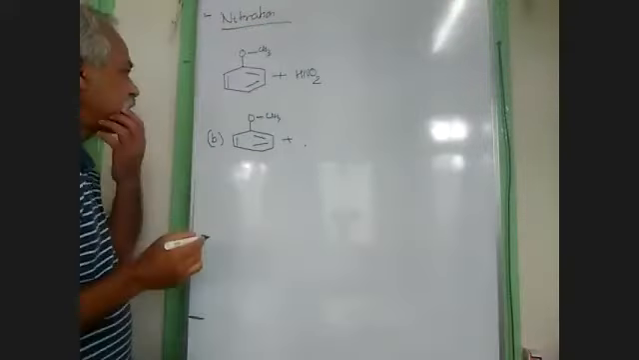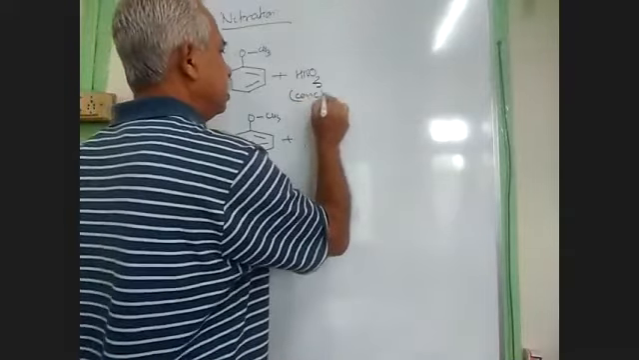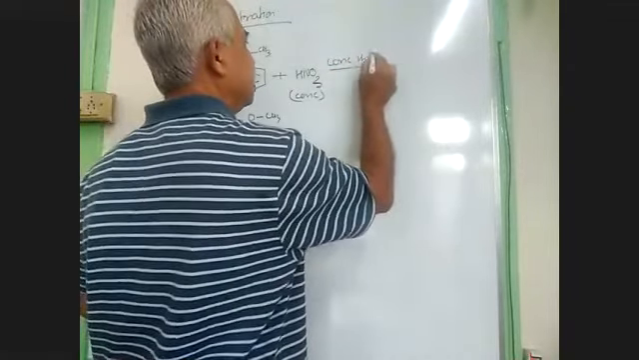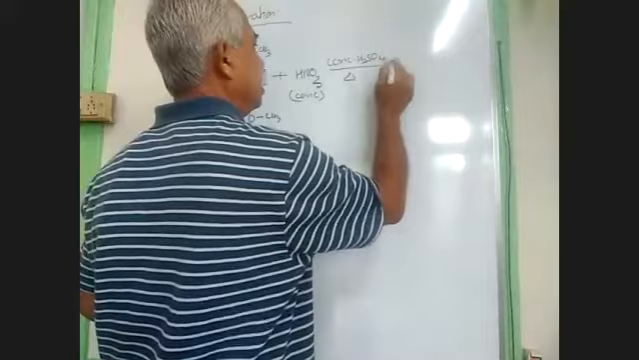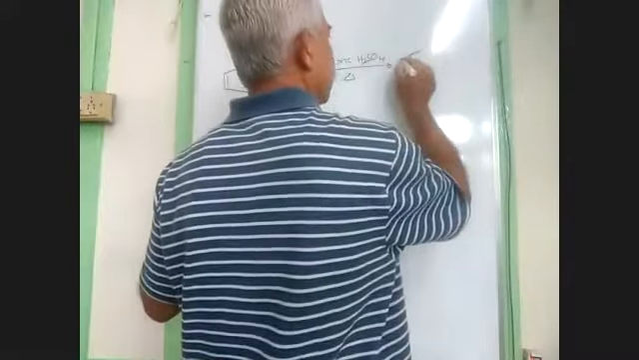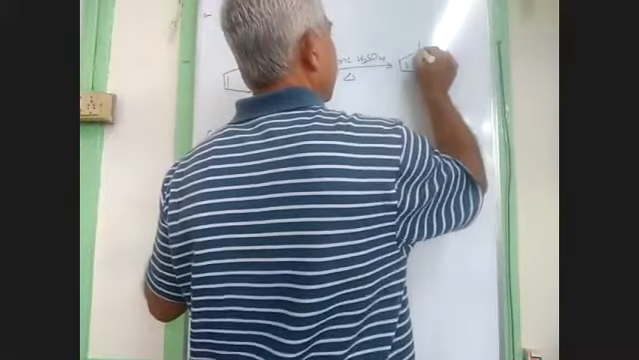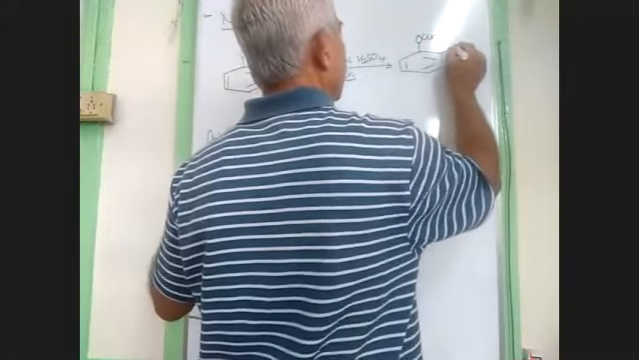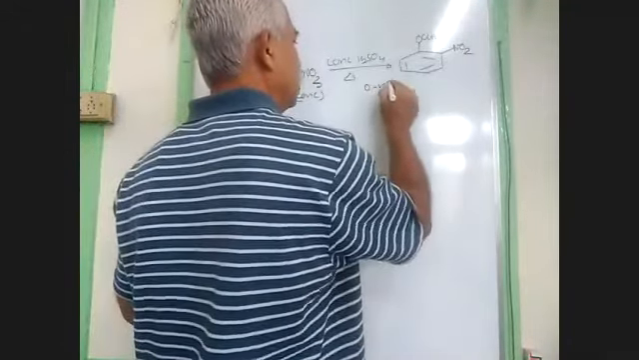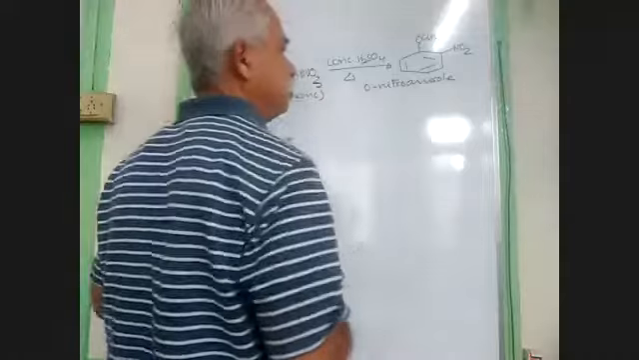Nitration, so I'm going to use here a mixture of concentrated nitric acid and concentrated sulfuric acid, and I'll heat it. So here also you get a mixture of two products, ortho and para products. So you'll get here ortho-nitroanisole. This is ortho-nitroanisole, and what will be the IUPAC name?